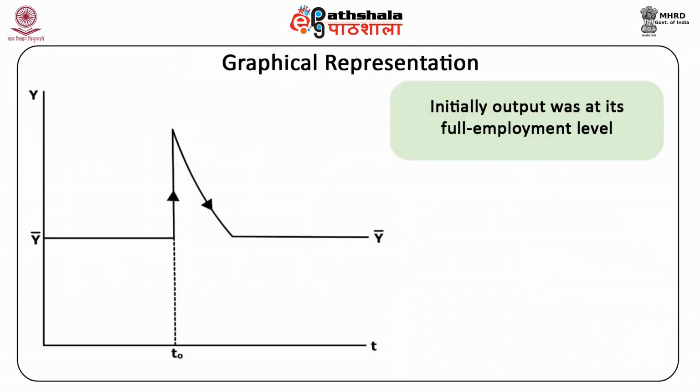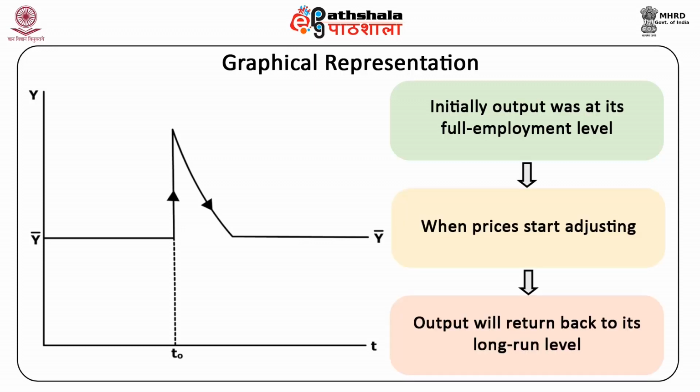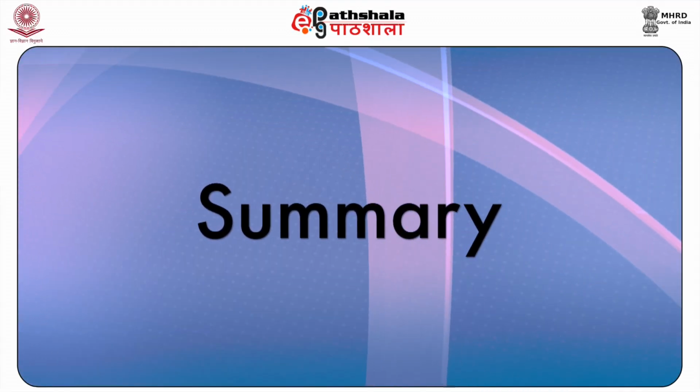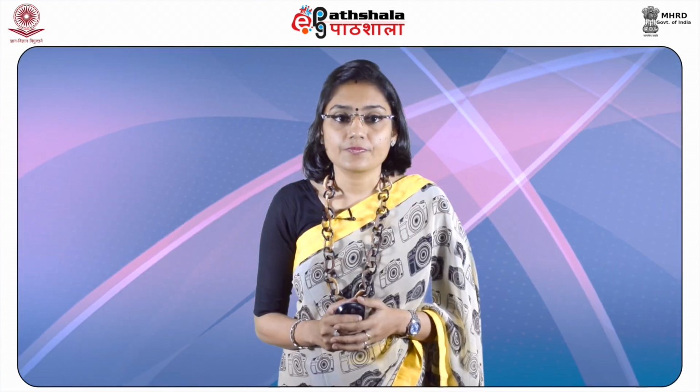If initially output was at its full employment level, an increase in money supply will increase output beyond its full employment level. It is when prices start adjusting that output will return back to its long run level, as shown in the figure. The module can be summarized in the following points.